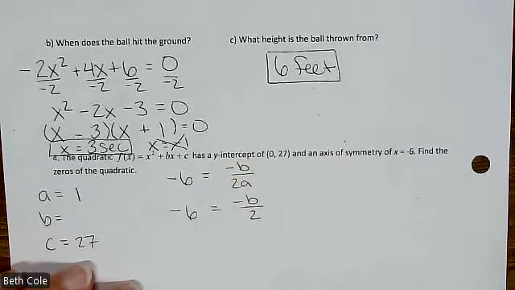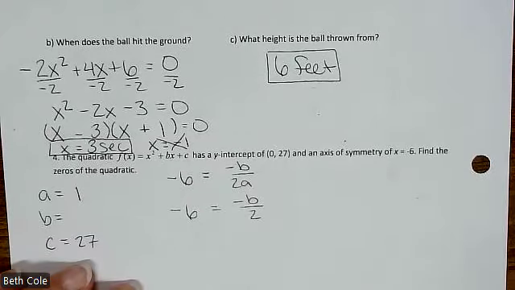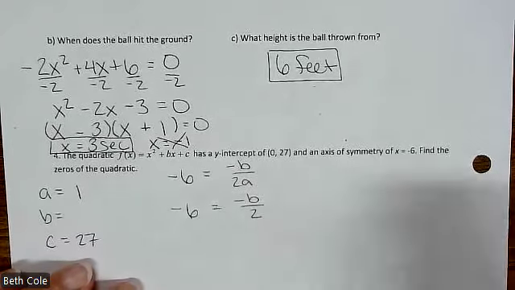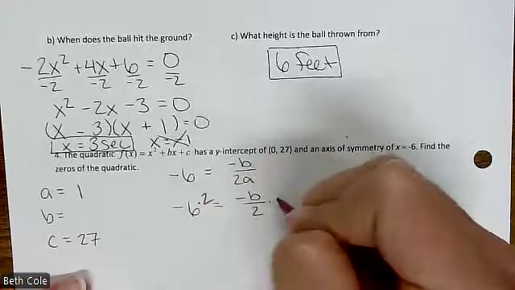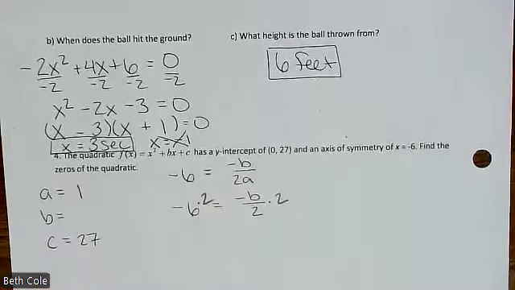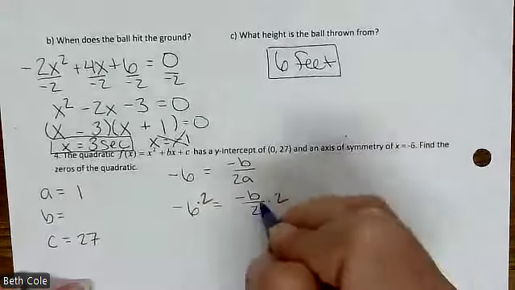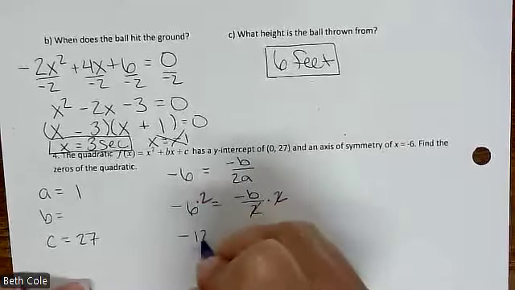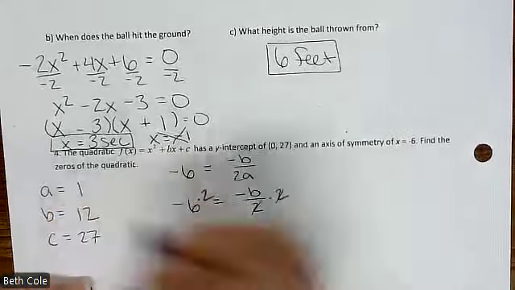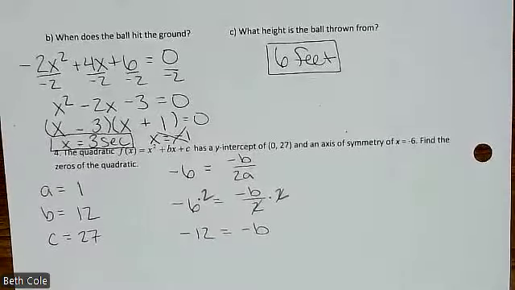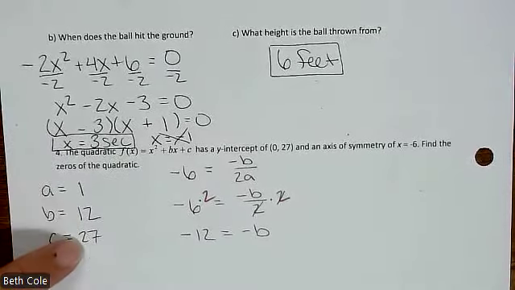And then what would you do to both sides to start solving that? You want to figure out what B is. You're going to multiply by 2. I'll use a different color. I don't know how much it's going to work, but we're going to multiply both sides by 2. And good, that'll give us negative 12 equals negative b, and the negatives cancel, so b is 12. Go us. So we have a, b, and c.